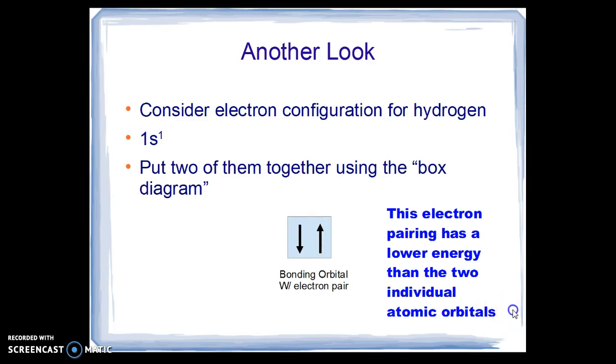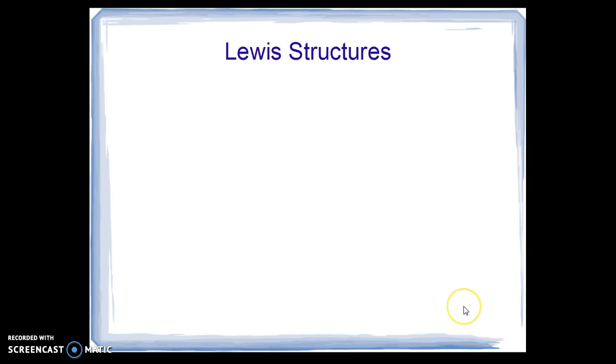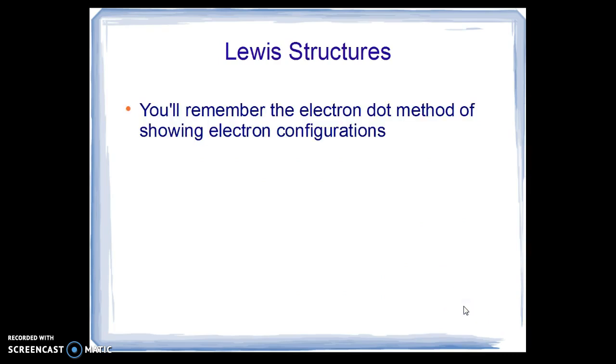Now we can also do what's called Lewis structures. You may remember the electron dot method of showing electron configurations around an atom.